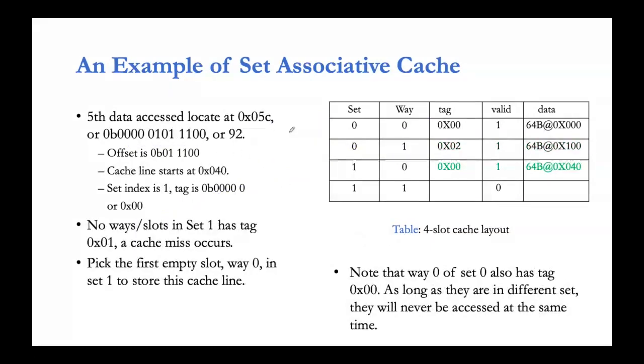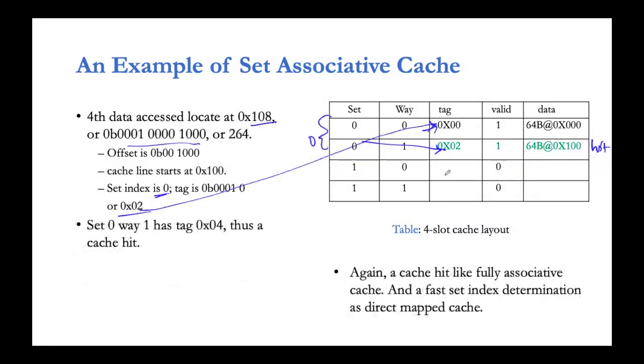Then in the fifth data access, your set index is 1 and your tag value is 001. So with set index 1, it goes to set 1 and leaves set 0. In set 1, it is going to check whether this tag is there or not. Initially it is not there.